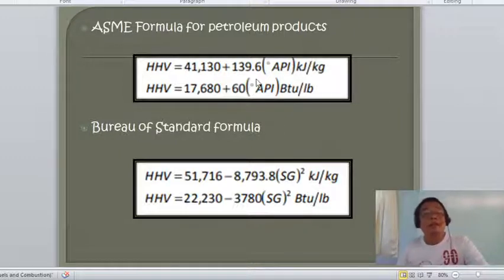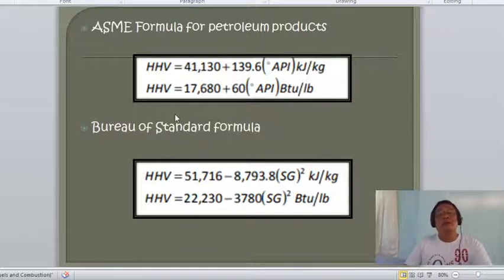Another we have here is for the Bureau of Standards. So we have here the higher heating value equals 51,716 minus 8,793.8. Take note, class, that the parameter considered here is the specific gravity. So take note, if only the specific gravity is known, use this Bureau of Standards formula. This is in kilojoules per kilogram, and we have also below the formula for English units.